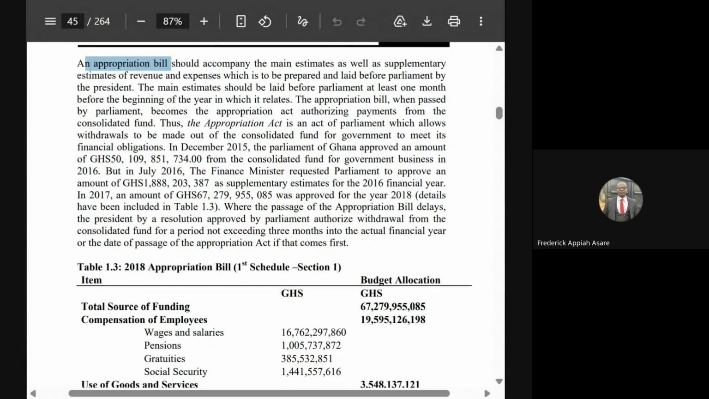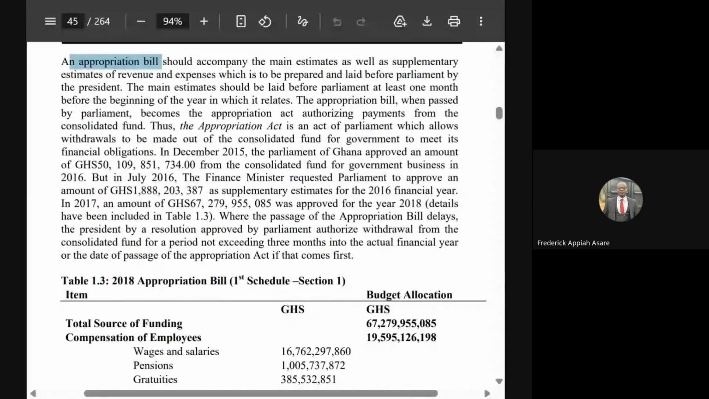The main estimate should be laid before Parliament at least 1 month before the beginning of the year to which it relates. The appropriation bill, when passed by Parliament, becomes the Appropriation Act, authorizing payments from the consolidated fund. That is, the Appropriation Act is an act of Parliament which allows withdrawals to be made out of the consolidated fund for government to meet its financial obligations. So that is what it's about.